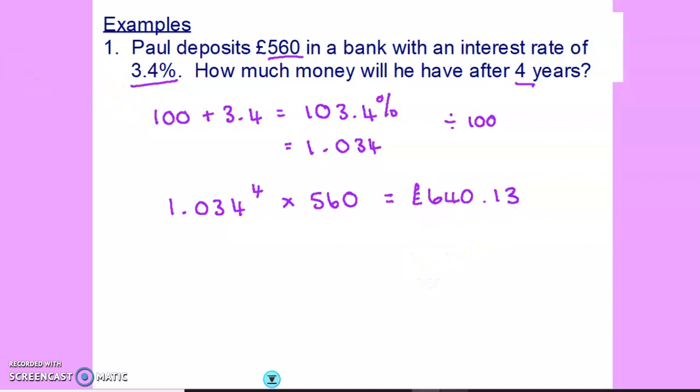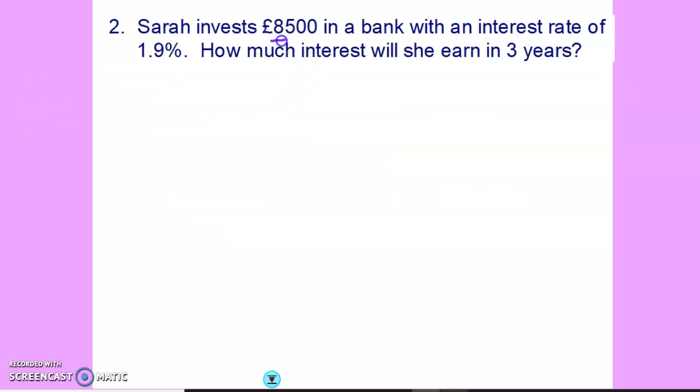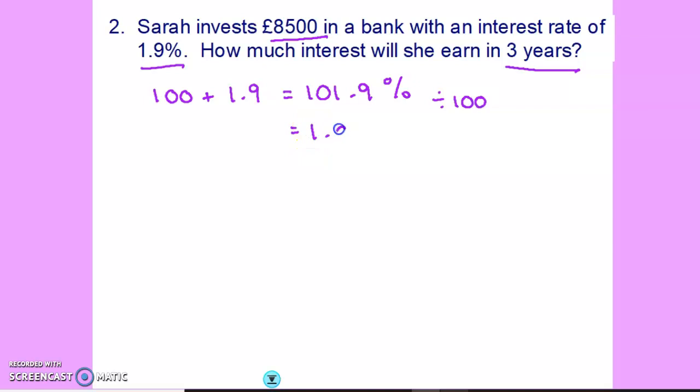Okay, next one. Sarah invests £8,500 in a bank with an interest rate of 1.9%, and she's going to leave it there for 3 years. So start with my percentage. I always start with the percentage. I'm going to add it onto 100. 100 add 1.9 is 101.9%. I want that as a decimal. To get it as a decimal, I divide it by 100. So I get 1.019. It's for 3 years, so I'm going to do it to the power of 3. And I'm going to times it by 8,500.